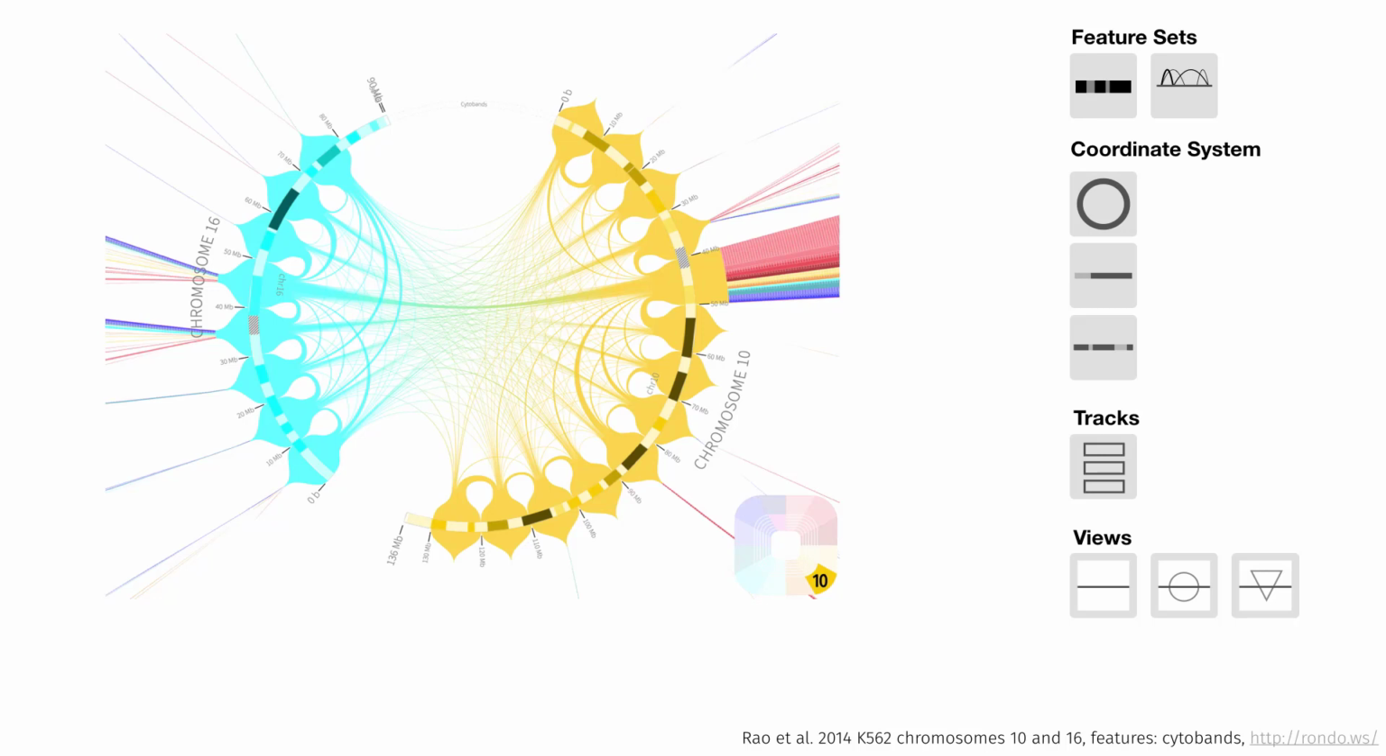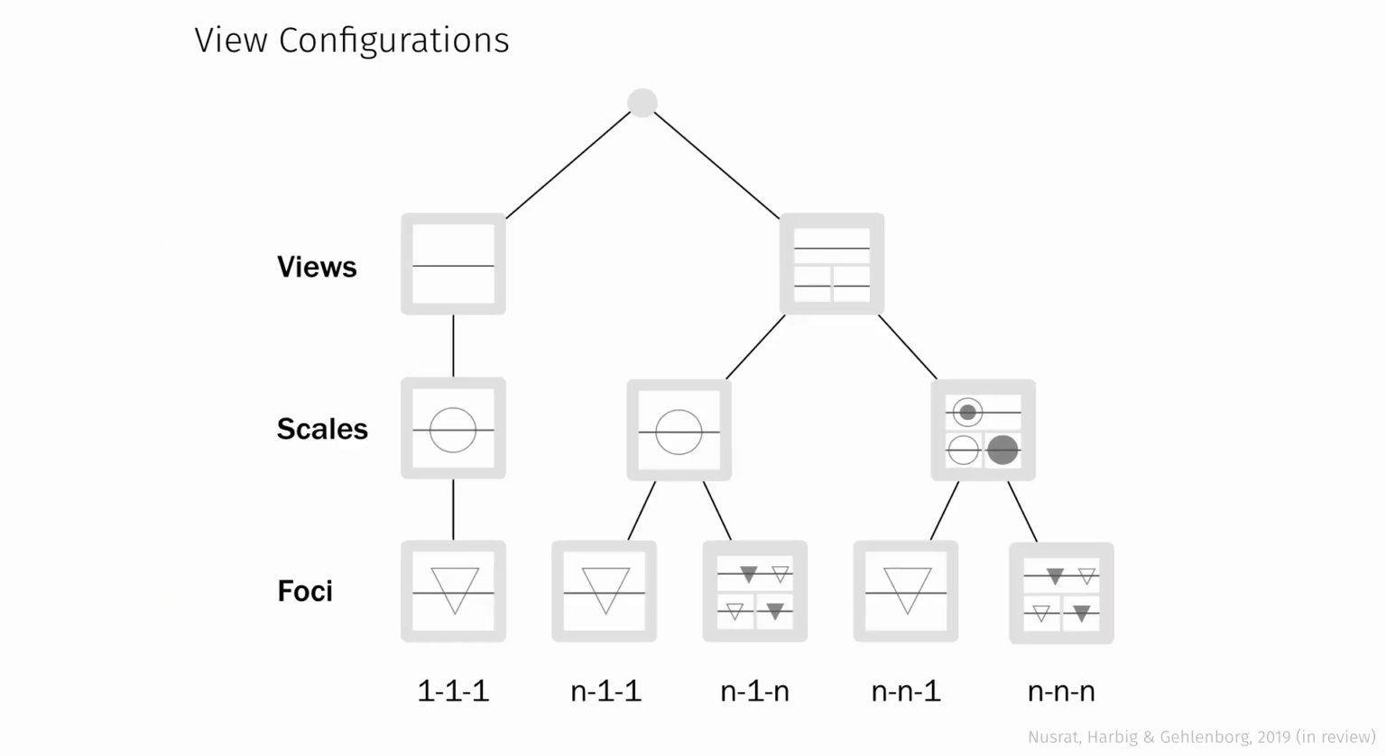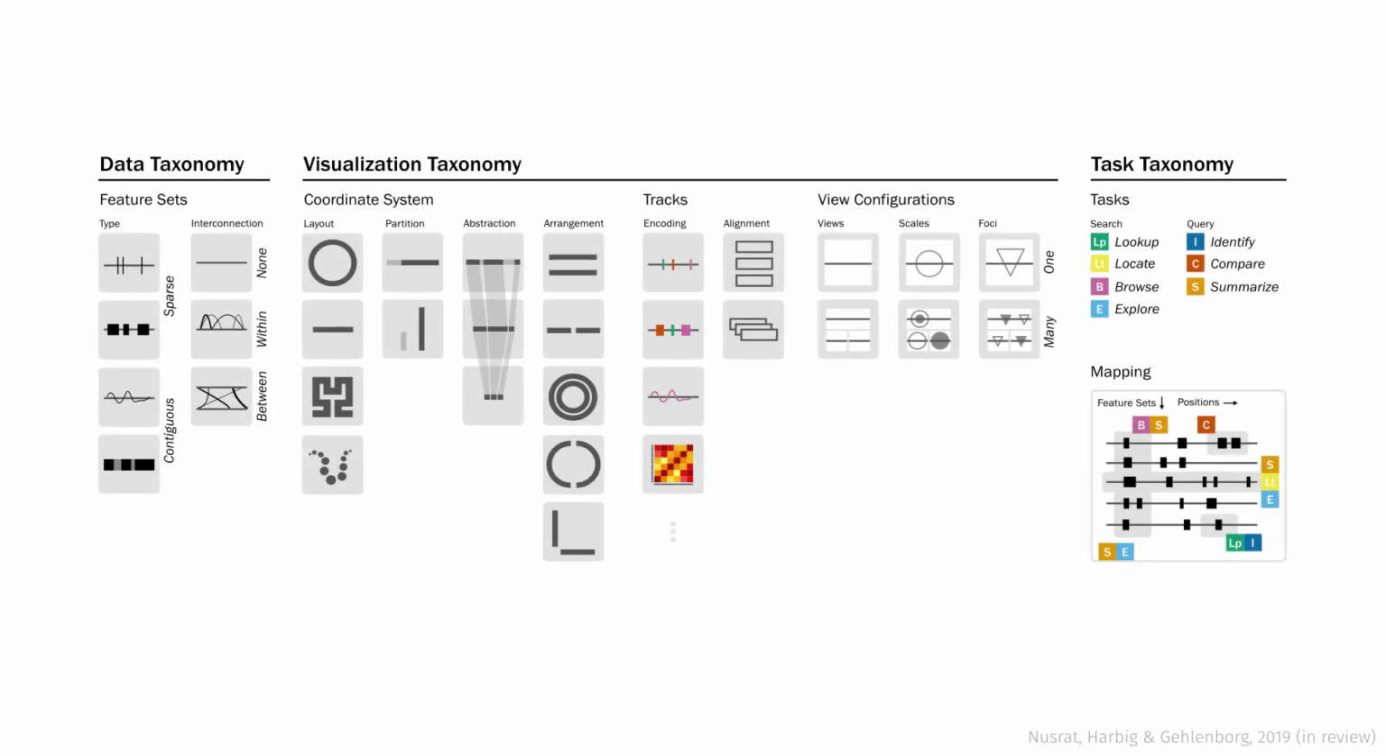Yes? I didn't quite understand track encoding exactly. Yeah, let me show you a different example. So this, for tracks, is how the tracks are aligned to each other. So we have basically only two options.